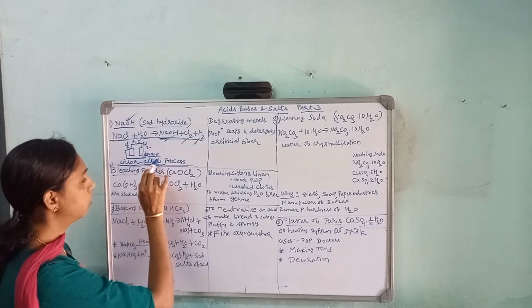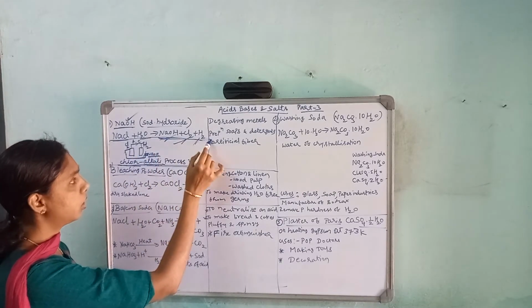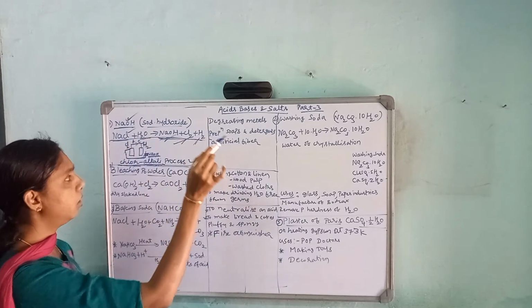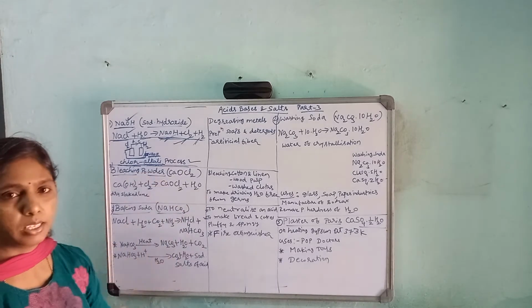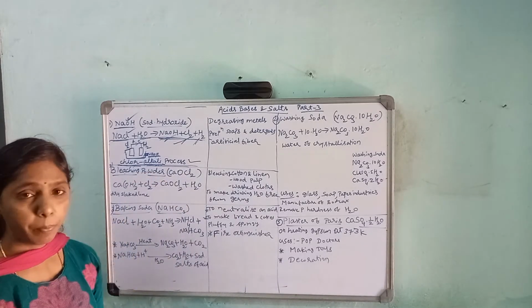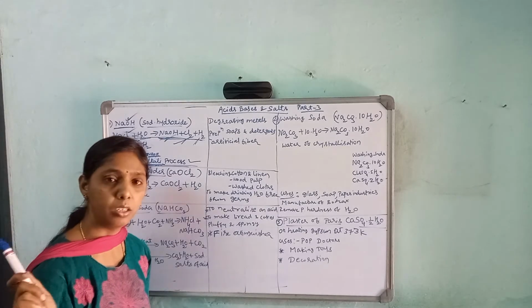What is the process called? What is the reaction? Which are the products? What is the raw material used? Like that type of questions they ask, so you can learn it very easily. This is the method of preparation of sodium hydroxide, or the chloroalkali process. Learn it along with the diagram.